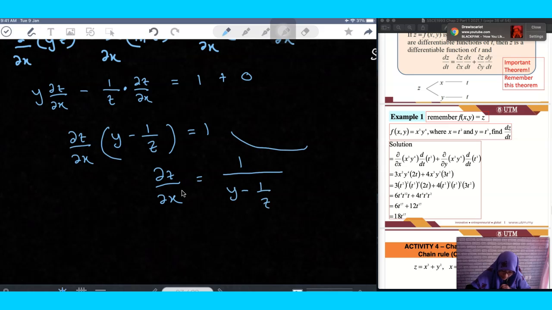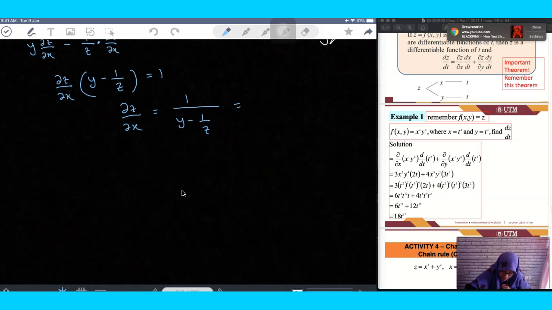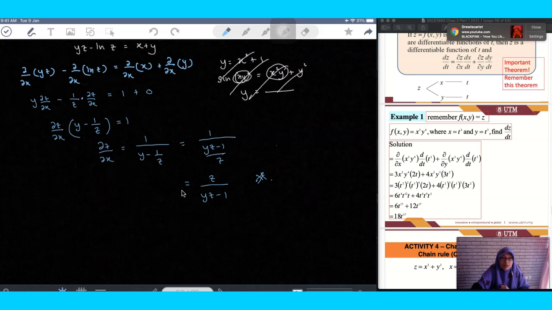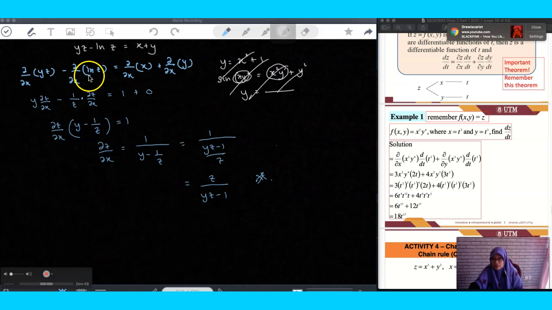So now we try to simplify. Then it will give you 1 over yz minus 1 over z, so you can have z over yz minus 1. So that is your answer. So that is called differentiating implicitly. Always bear in mind z is always a function in terms of x and y. Every time you see z, you will put del z over del x. This is for del x, but if you have del y, then you make sure that x is constant, and every single term needs to be differentiated by y. But this one is just for the question asking for del z over del x.